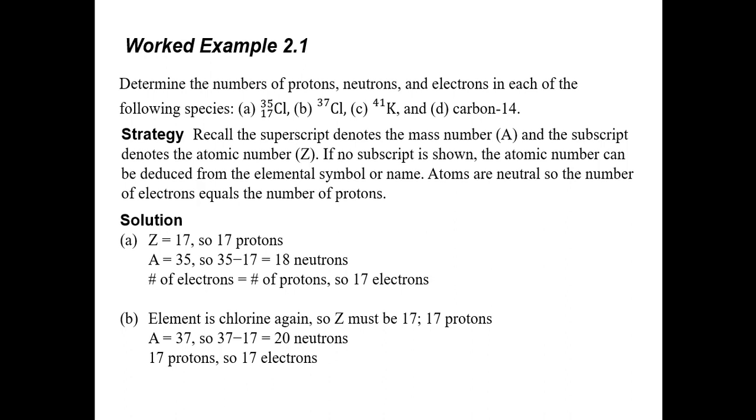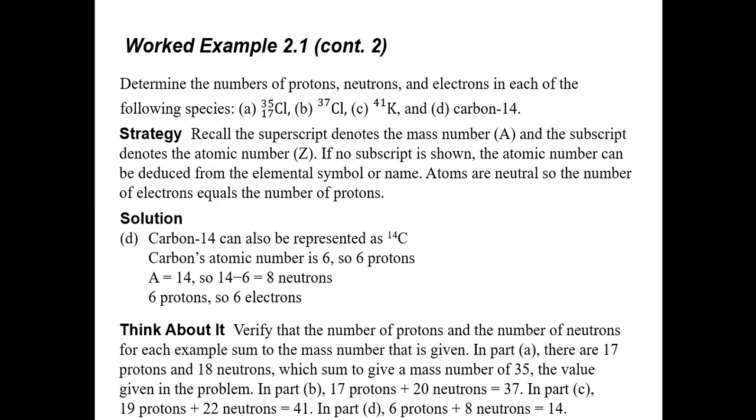So I have some problems: determine the numbers of protons, neutrons, and electrons in each of the following species. Cl-35 with atomic number 17. If I take this one, the number of protons is 17. How many neutrons? 35 minus 17, because 35 is protons plus neutrons, so 18. How do you know the number of electrons? If the element is neutral, with no charge, the number of protons and electrons are the same.